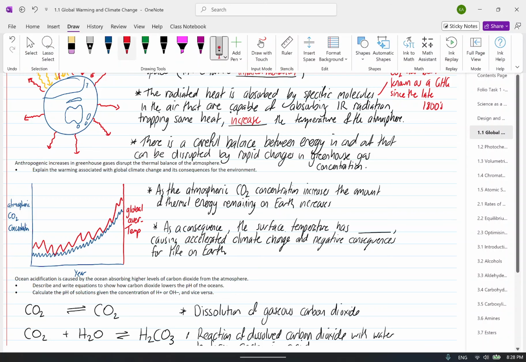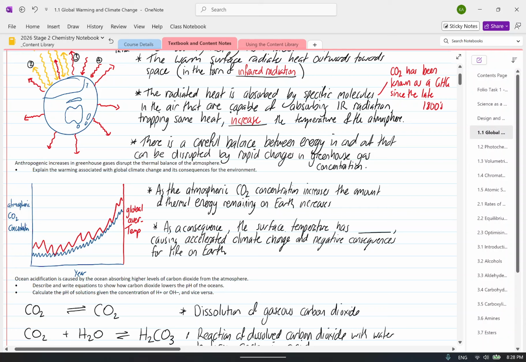Now, because of this increase in temperature, we have seen an acceleration of climate change and the negative consequences associated with those changes for life on Earth. So as this climate change occurs, living organisms are unable to adapt and evolve quickly enough to survive, causing a loss in diversity and generally collapses of ecosystems.